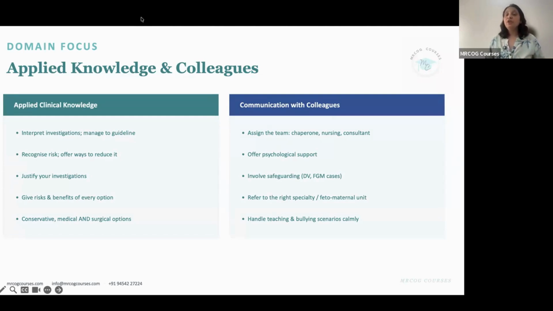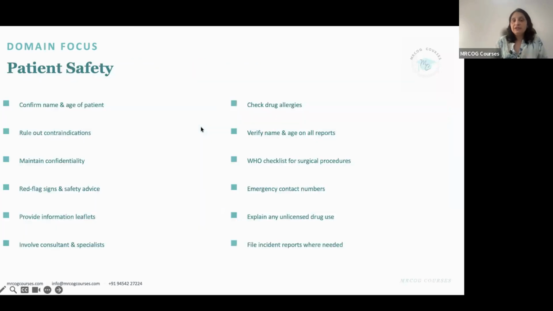Communication with the colleagues. Always think about the colleagues you need to be with, because you can never be a team by yourself. So you need help. Psychological support, safeguarding, refer to the right specialty, handle teaching and bullying scenarios calmly. So these all are points for the communication with the colleagues.